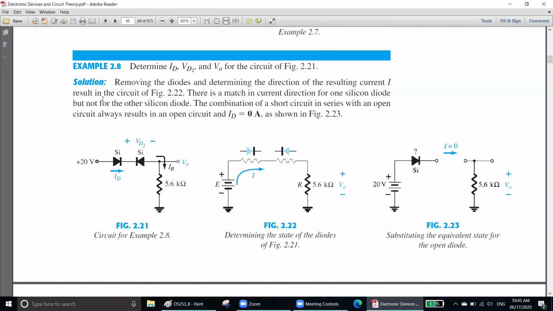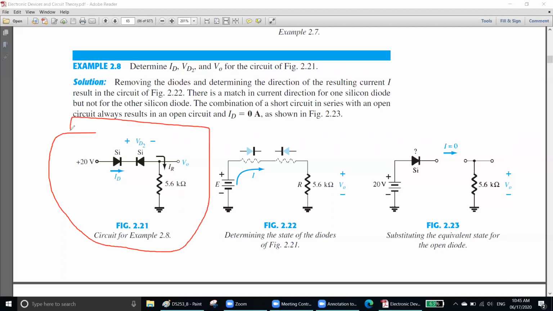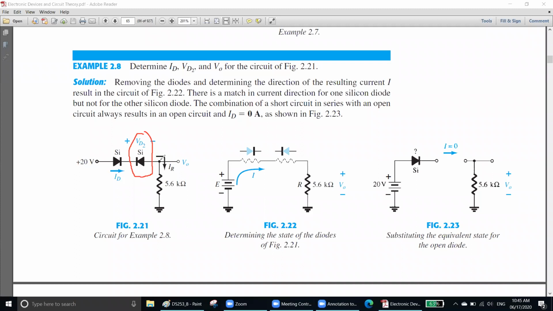They said this is the circuit basically. This one is the circuit. They said determine the ID, VD2 actually. VD2 means this voltage, that means this silicon's voltage, and VO. VO is the voltage of this point. Remember, voltages are of two types. One is voltage difference, another one is point voltage.